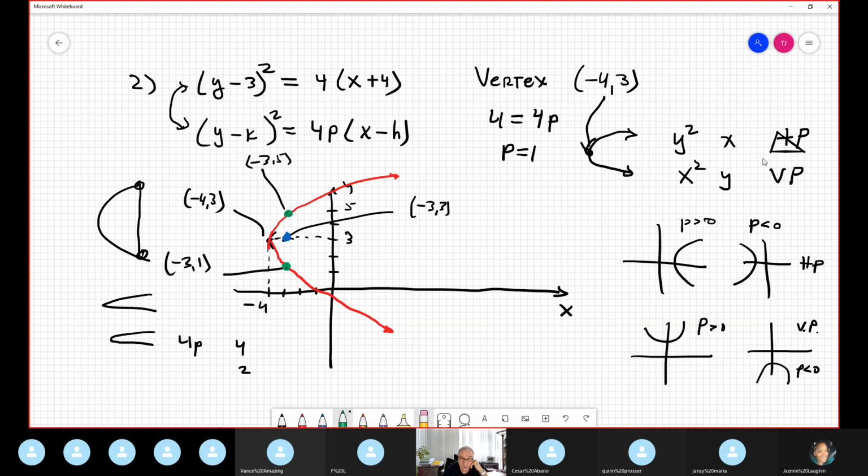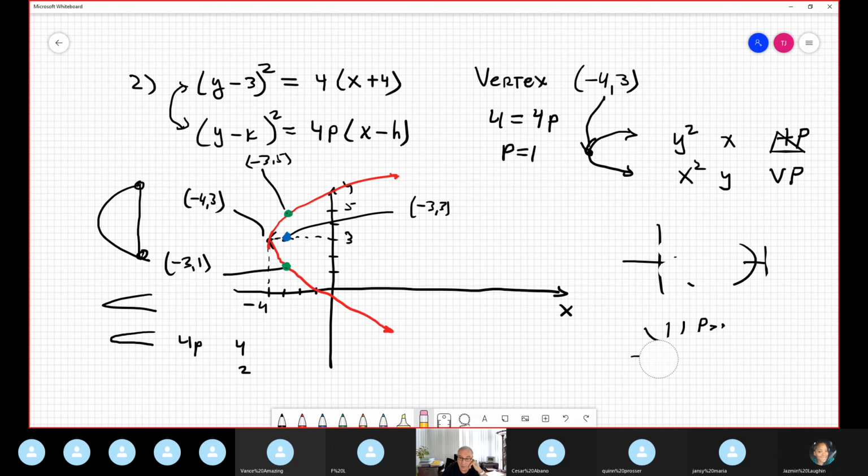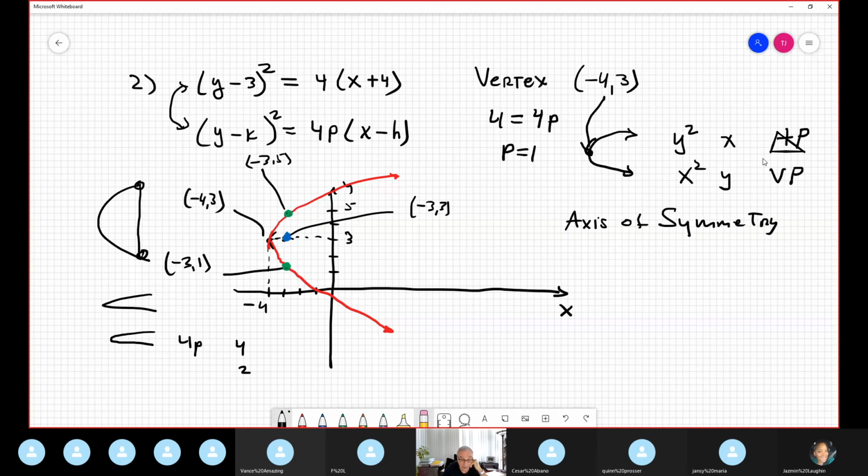Axial symmetry. Okay, let me erase that part. Okay, axial symmetry. It's in this case a horizontal line passing through the vertex. I suppose in blue color. And the equation is y equal 3.